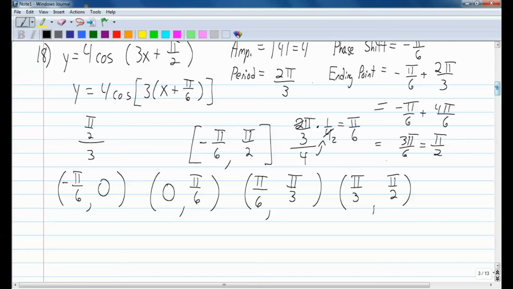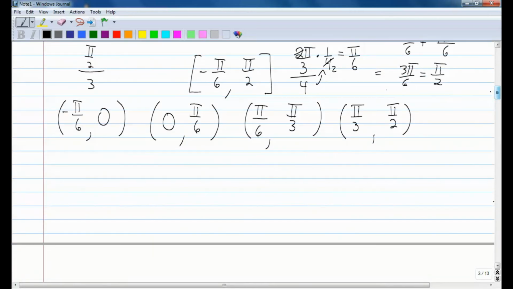Alright, this is a cosine graph. My amplitude is 4. So I can do a rough sketch real quick.